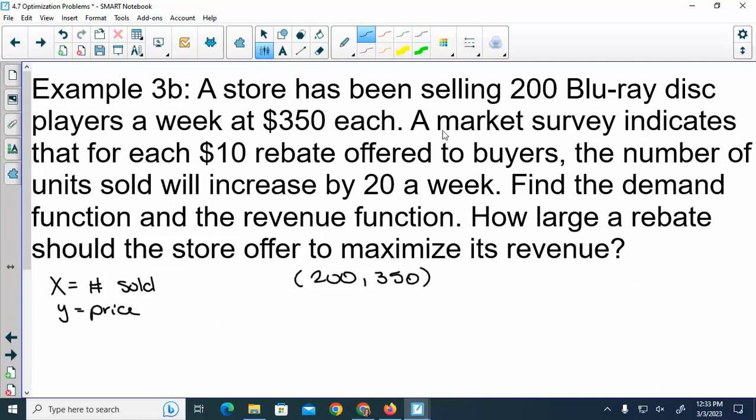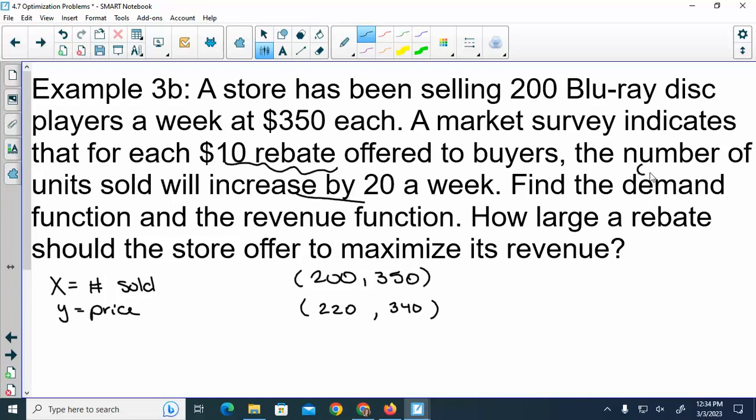Okay. A market survey indicates that for each $10 rebate offered to the buyers, the number of units sold will increase by 20 a week. Can you tell me what another possible order pair would be based off that information? What does a rebate do? Gives you money back. So it takes your price and it drops it by 10. So if my price drops by 10, what happens to the number I sold? Goes up by 20. So then we would sell 220.